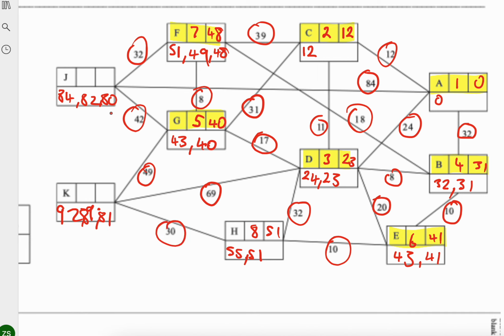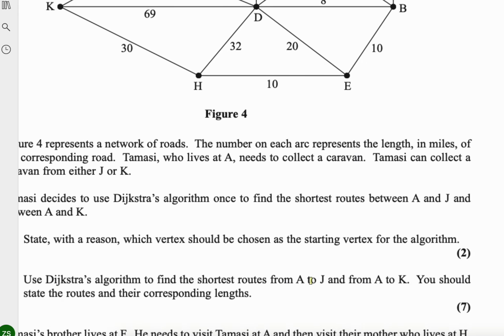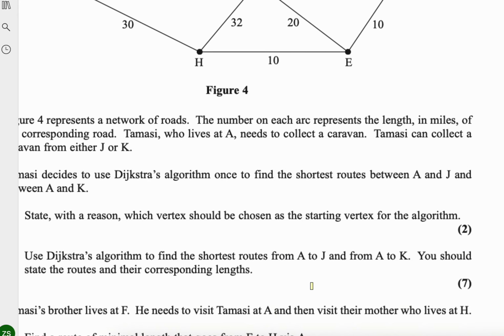Okay, so now we have an 80 for J and an 81 for K. So which one's next? J, 80. And no new nodes, no new paths added. And this is going to be 81. Awesome. All done? Yes. Okay, cool. Next. That was easy, right?